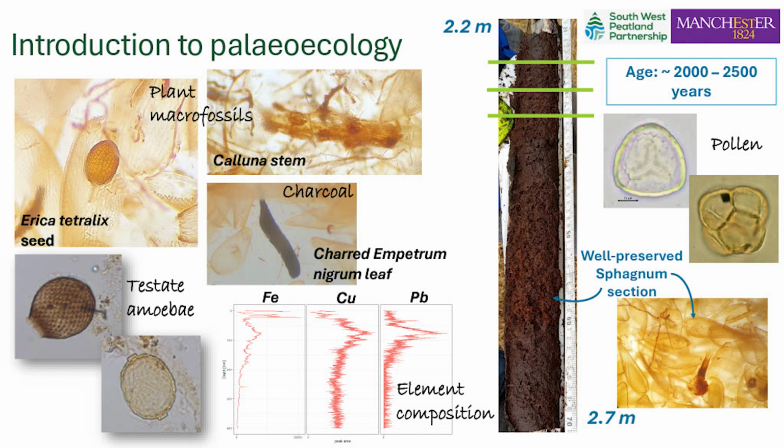We might also want to look at burning through charcoal. So this might range from unidentifiable micro charcoal pieces to these larger macro charcoal pieces, such as this charred leaf.